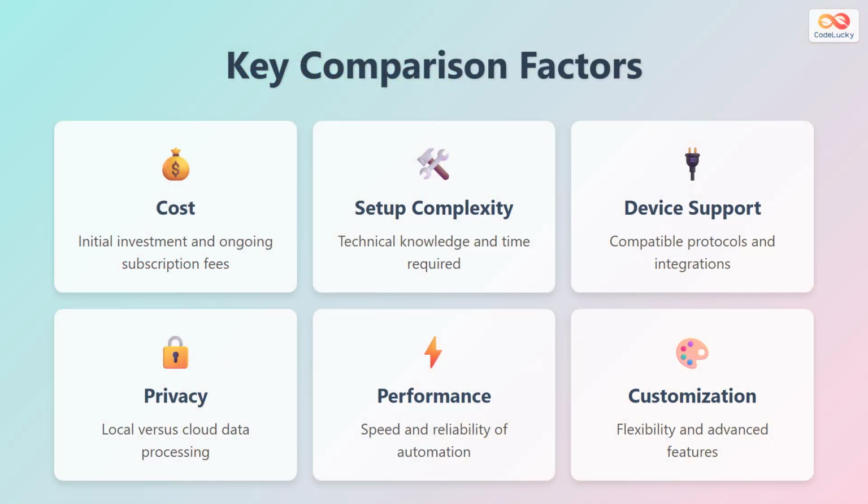When choosing a home automation hub, 6 key factors should guide your decision. First, consider the cost, including both initial investment and any ongoing subscription fees. Second, evaluate the setup complexity, including the technical knowledge and time commitment required. Third, examine device support to ensure the hub works with your existing and planned devices. Fourth, privacy is crucial. Decide whether you prefer local processing or are comfortable with cloud-based data handling. Fifth, performance matters, including the speed and reliability of automation execution. Finally, customization determines how much control you have over your smart home's behavior and appearance.